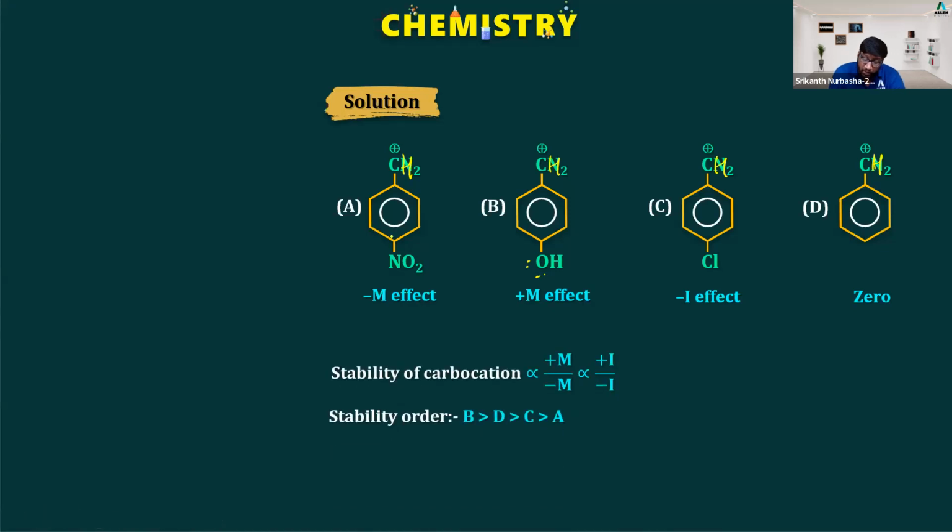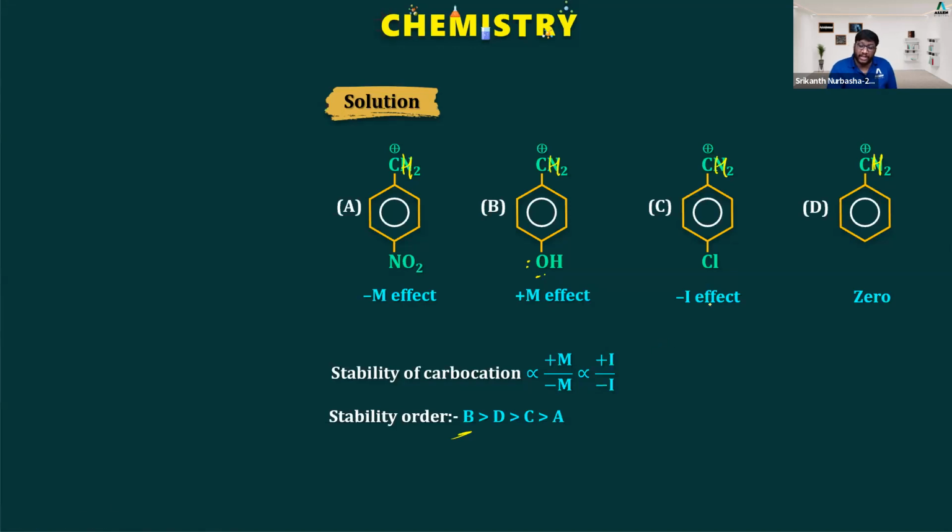So NO2 will withdraw the electron density greatly. B is the donation; electron donation is happening only with B, so B should be more. A and C are electron withdrawing, so they should be less when compared to D, because in D there is no withdrawing. So after B you should have D. After D, the ones that withdraw the electron density less.